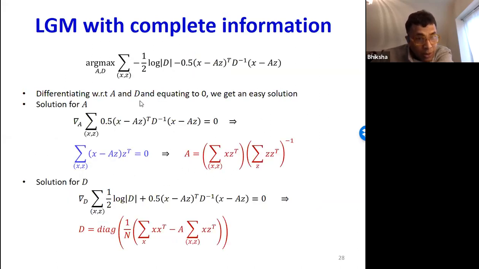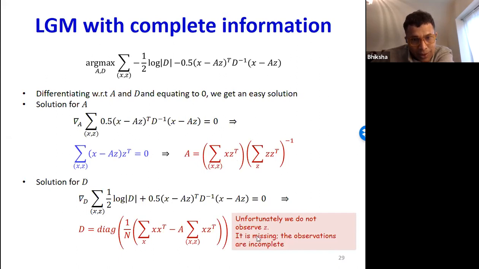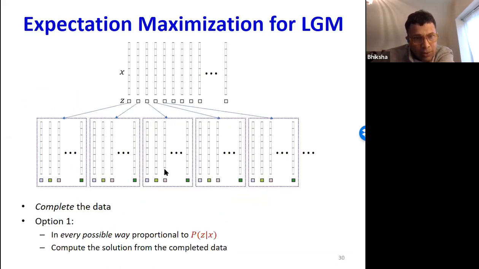I'm not going to work my way through the arithmetic, but if you go through the slides, you will see that it actually has a very nice closed form solution for both the principal subspace and the covariance matrix of the noise. Our problem is that z is not known for each of the training instances. It's missing. The observations are incomplete. So now we know how to deal with this. What we will do is to complete the data.